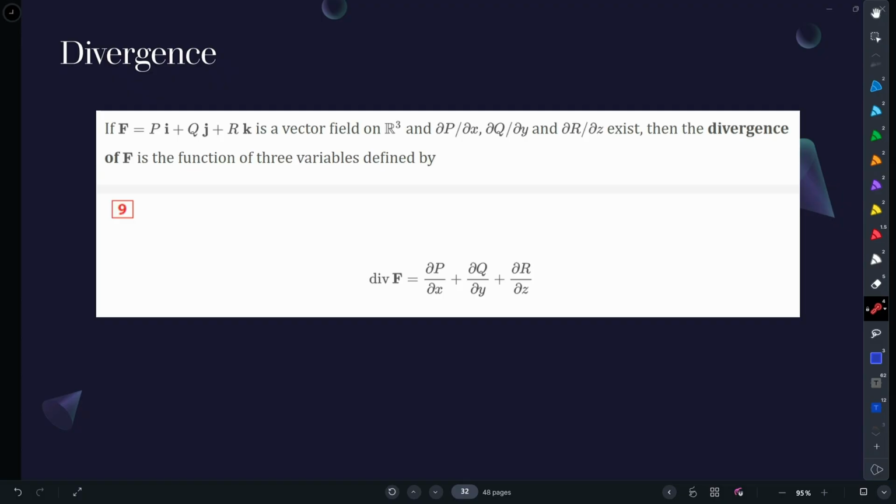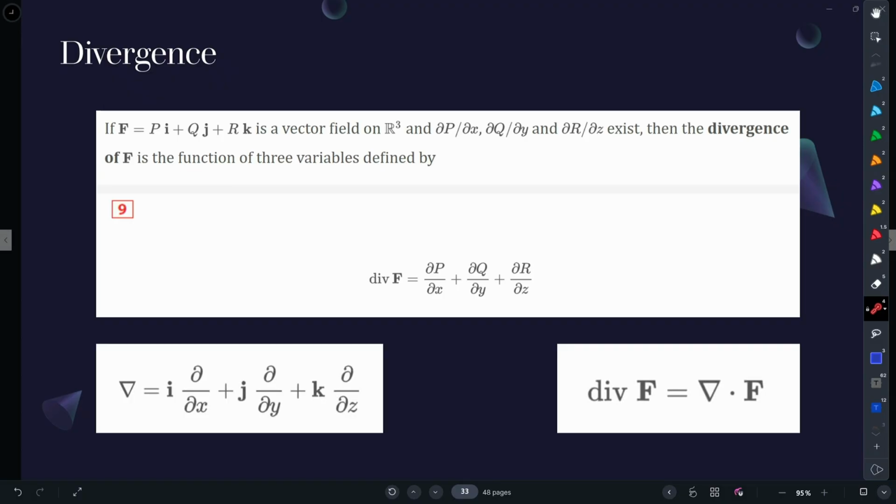So now a second object that we're going to be using, again, we're going to generalize Green's theorem into Stokes' theorem, that will be using the curl, and then the divergence theorem, which will be using the divergence. The divergence of a vector field is the following. It is the sum of the partial derivatives of the components. So the divergence of f is the derivative of p with respect to x plus the derivative of q with respect to y, plus the derivative of r with respect to z.